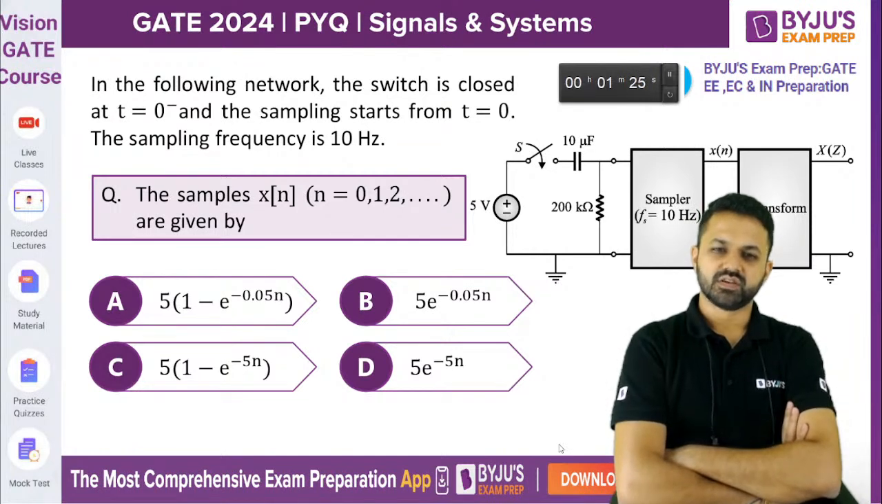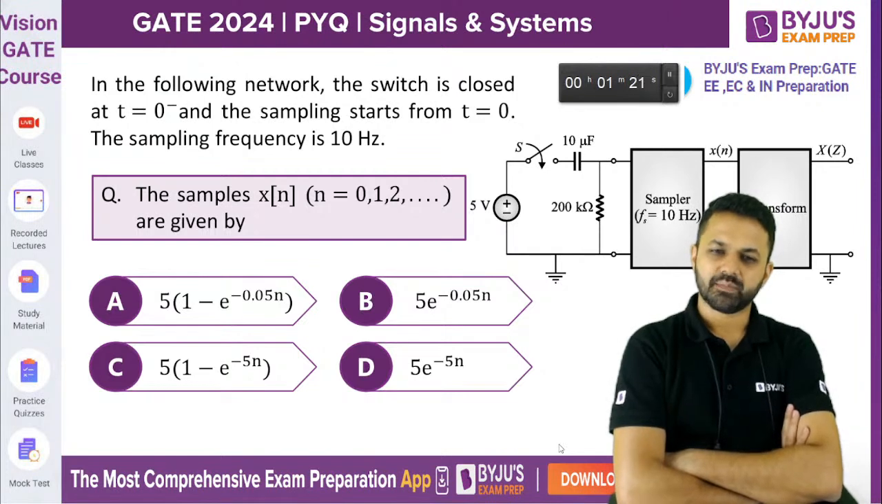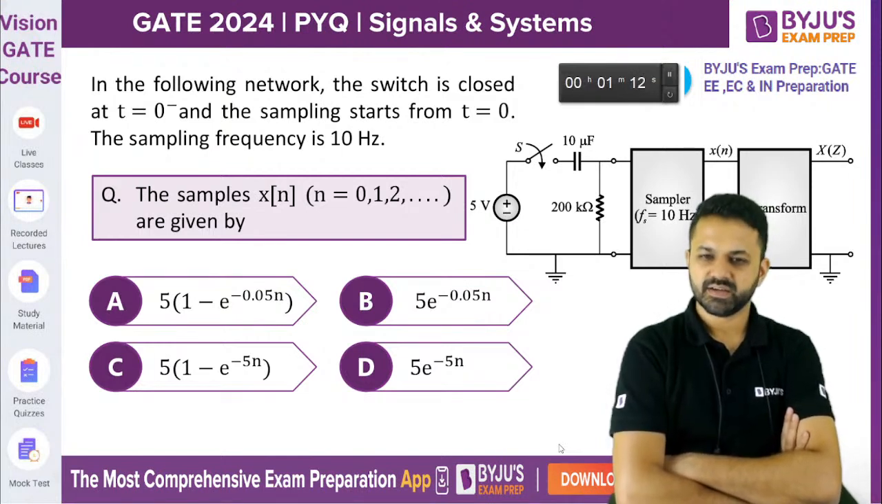In the following network, the switch is closed at t equal to 0 minus, and the sampling starts from t equal to 0. The sampling frequency is 10 Hertz. Then the samples are given by.